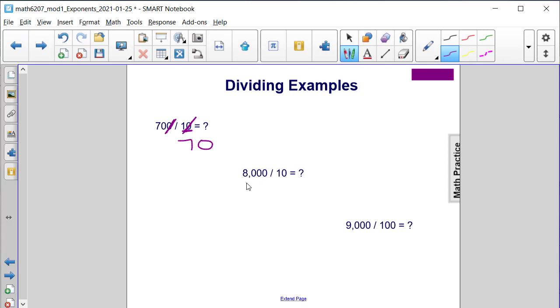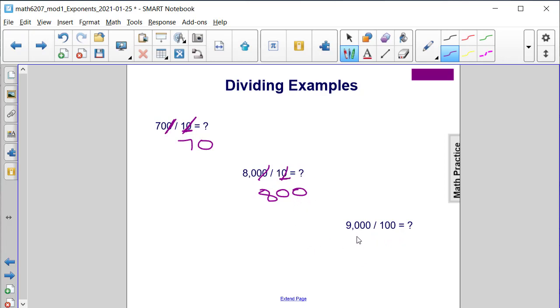Let's do another example. 8,000 divided by 10. First step, cross out the same number of zeros in the dividend as there are in the divisor. So the divisor has 1 zero, so we can cross out 1 zero in the dividend, leaving us with 800 divided by 1. 800 divided by 1 is 800, and that's equivalent to what 8,000 divided by 10 is.